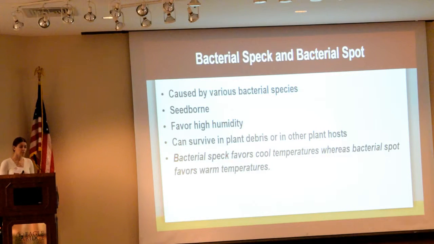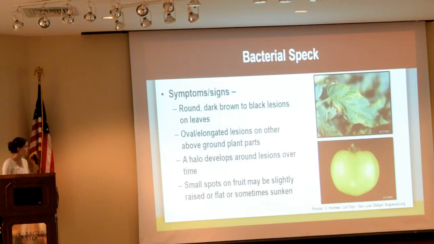Bacterial speck and spot are two other bacterial diseases that even for experienced pathologists can be very difficult to identify or distinguish. There are several different bacterial species that cause these two diseases. They are both seed-borne and favor high humidity. The bacteria can survive in plant debris or in other plant hosts, but one of the things that can distinguish these two is that bacterial speck favors cool temperatures, whereas bacterial spot favors warm temperatures. So if you see symptoms that are similar to either of these diseases and you have been paying attention to the climate and what's going on, you may be able to narrow it down based on the temperature.